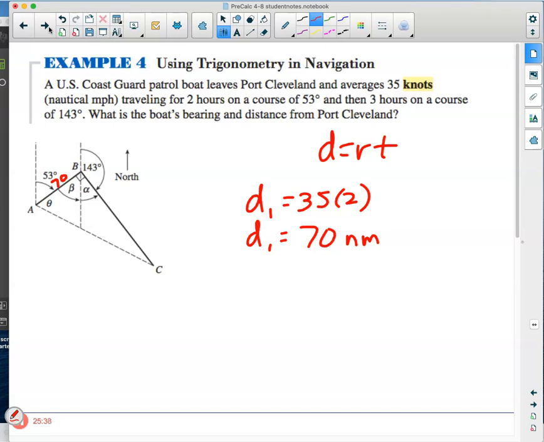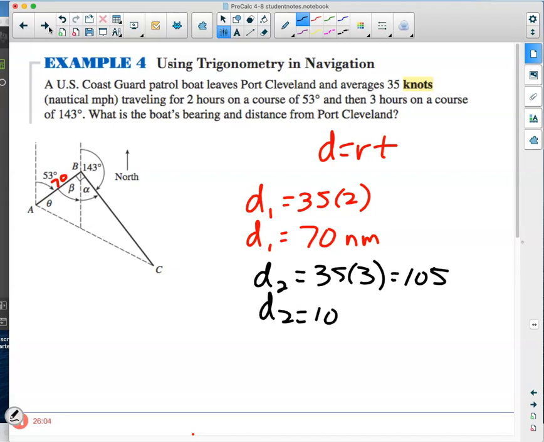That's good help. And then 3 hours at 143 degrees. Well, did they say that it changed its speed? No, the good news is they gave us average speed, which means however long they were doing this, they were doing it at 35 knots. So that second distance will be 105 nautical miles. I'm going to put that on here too.